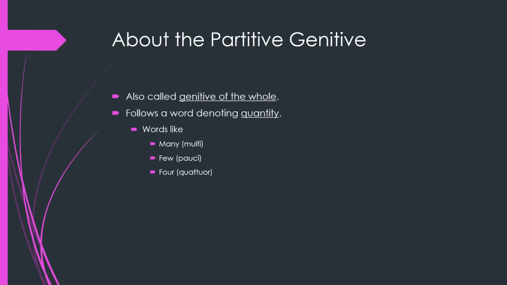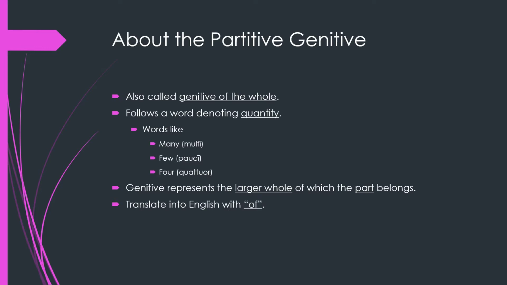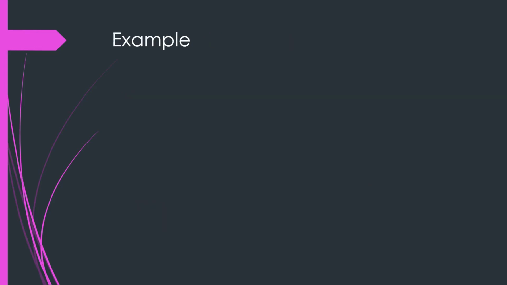could work there. The genitive is going to represent the larger whole of which something, the part, belongs. And so this is why it's both called the partitive genitive, because we're talking about the part that something belongs to, and why we might call it the genitive of the whole, because the genitive represents the larger whole to which something belongs. When it comes to translation, generally we're going to translate this into English using the word of. So let's look at an example.